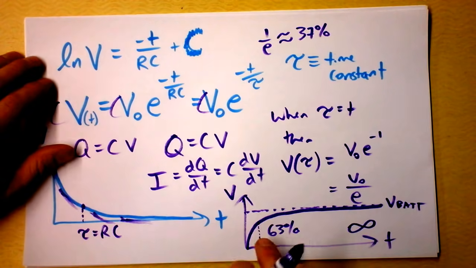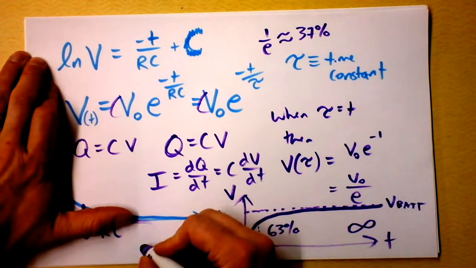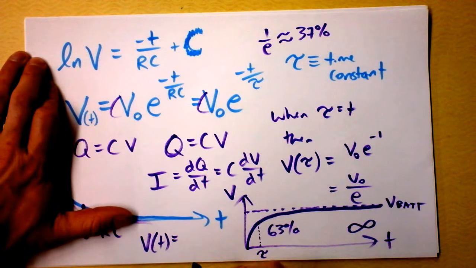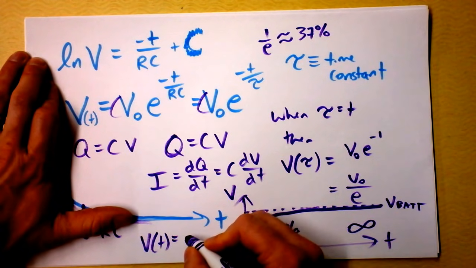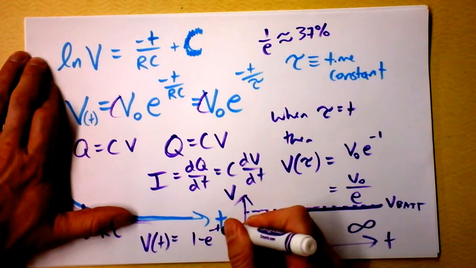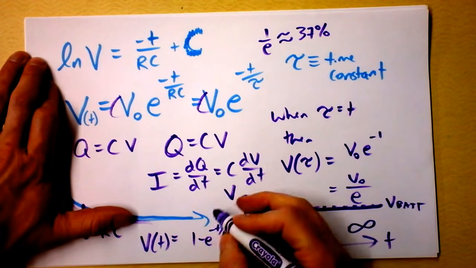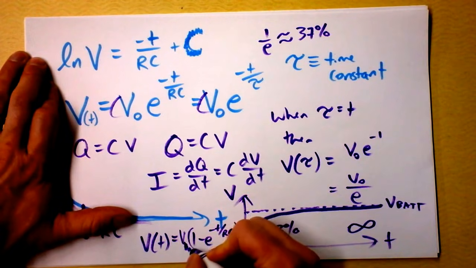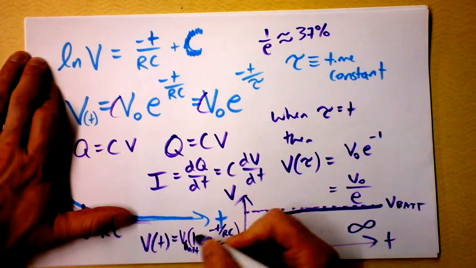But be careful. And the equation for this is probably going to be V as a function of time is, oh gosh, we're going to have to do something like 1 minus this decaying exponential, negative t over RC. Remember, a lot of people call that tau. And then I'm going to multiply that by V battery, or V naught.